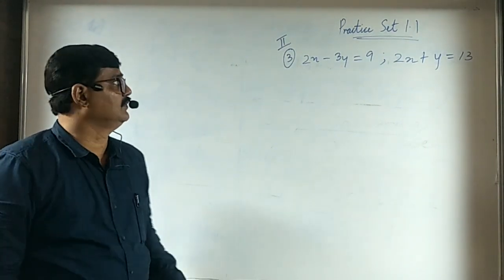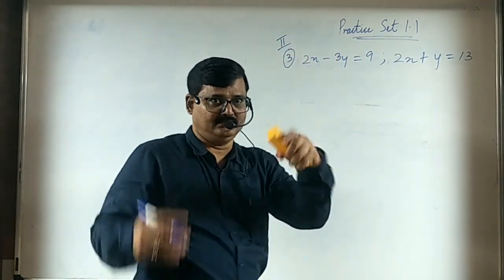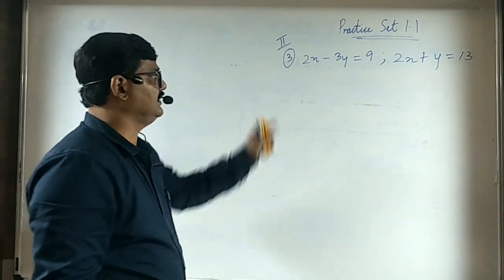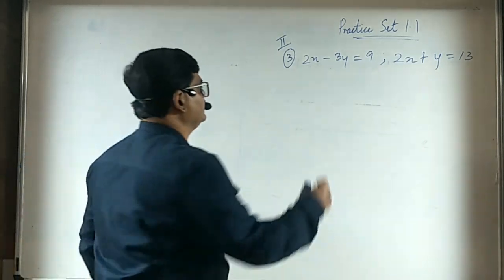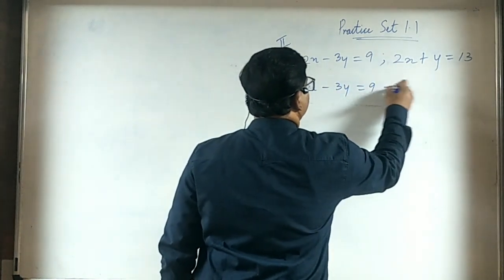Okay, now students, we did the second sum of Practice Set 1.1, and now we are going to go for the third sum. Let's see what the equations are over here. If you check this out, the first equation is 2x minus 3y equals 9. That's equation number 1.